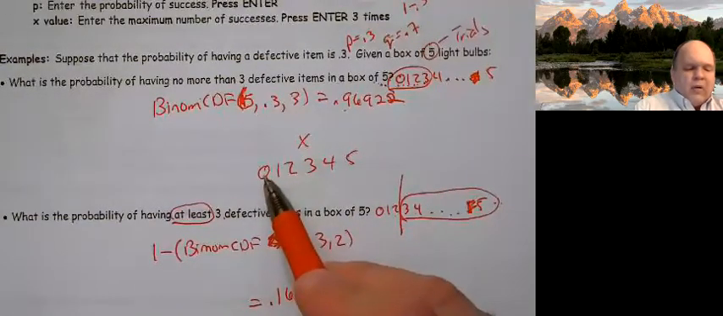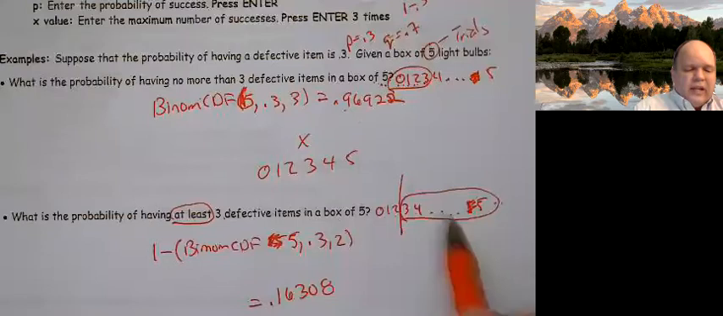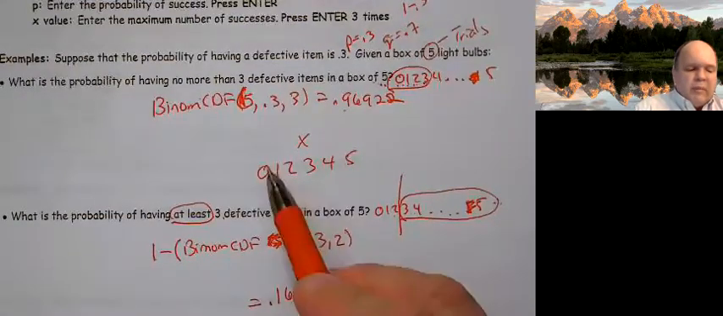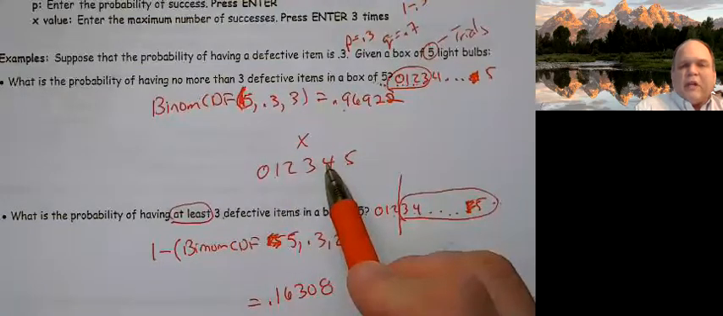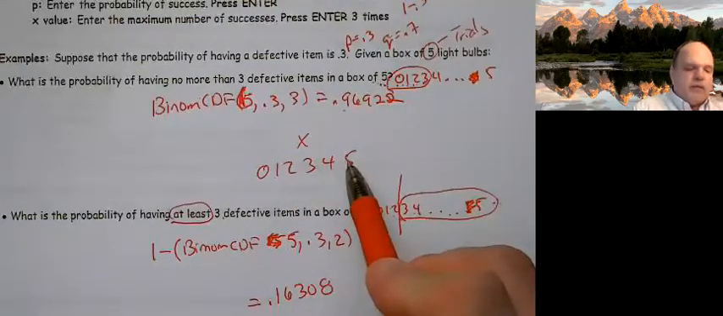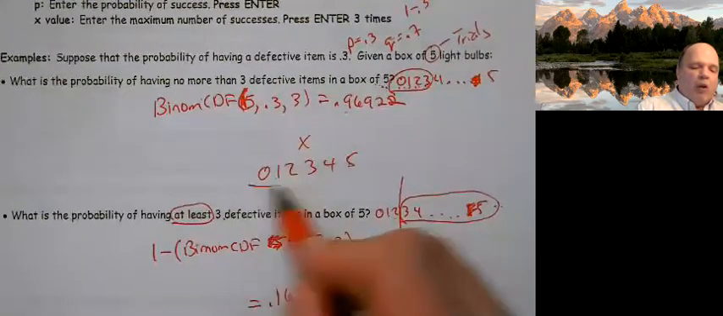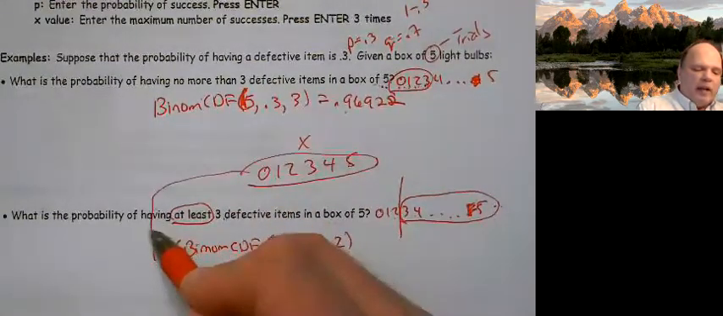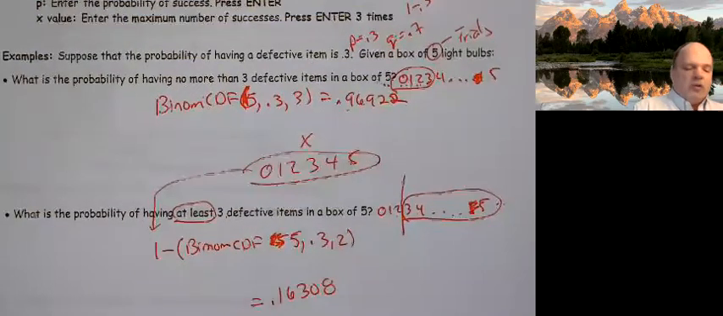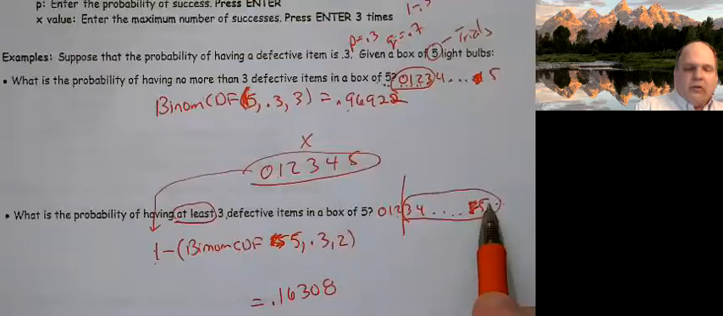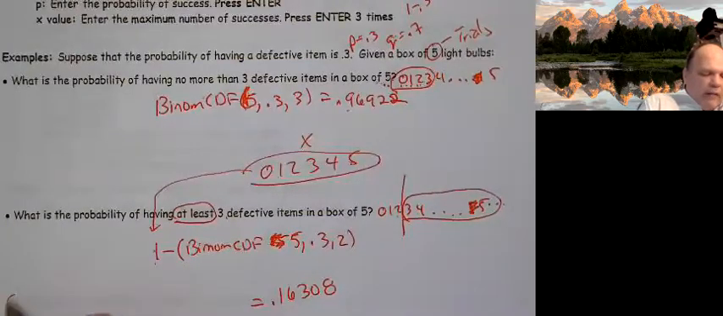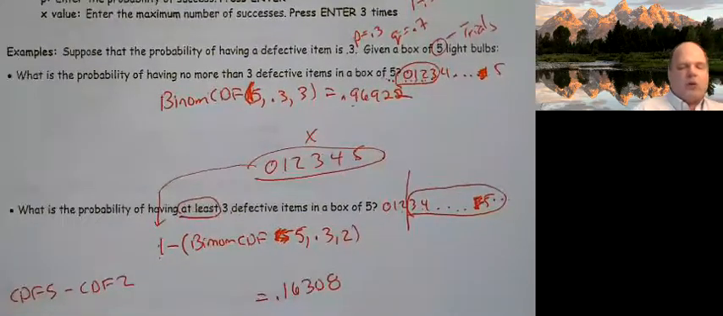Well, if I do a CDF of 5, that's the PDF of 0 plus the PDF of 1 plus the PDF of 2 plus the PDF of 3 plus the PDF of 4 plus the PDF of 5. So it summed all those PDFs up, and when it did that, it gives me this. So this is really the CDF of 5, which is my top number. So this is really the CDF of 5 minus the CDF of 2. So let's try that out real quickly.